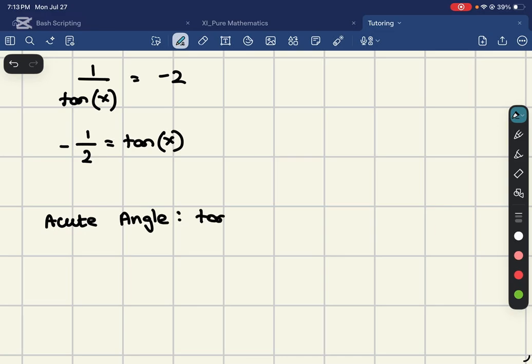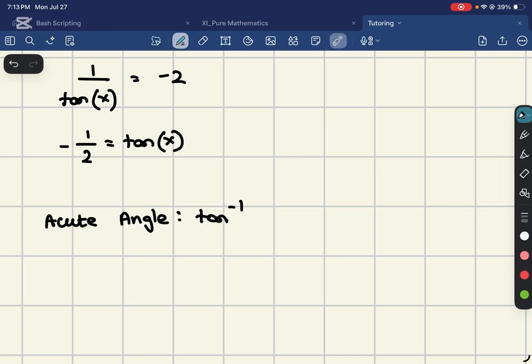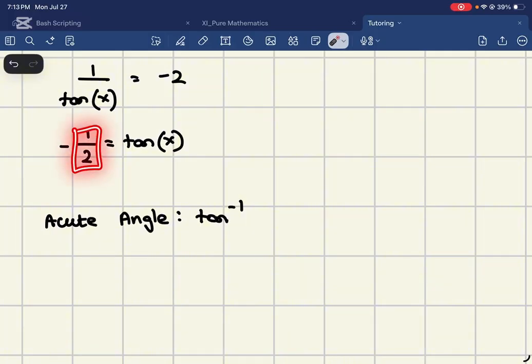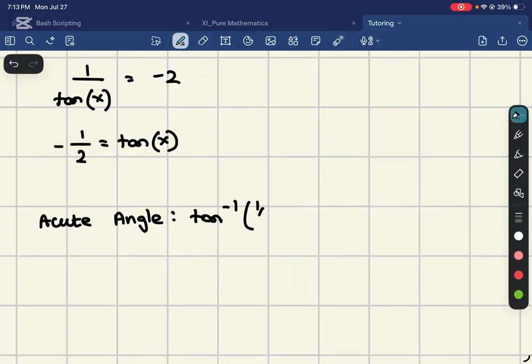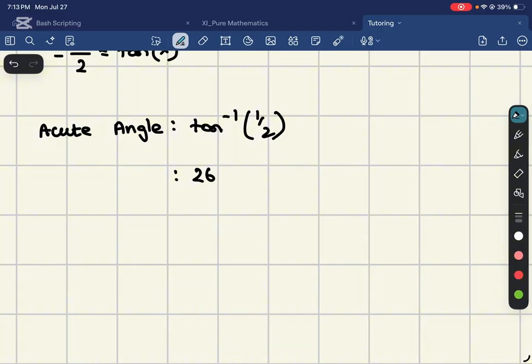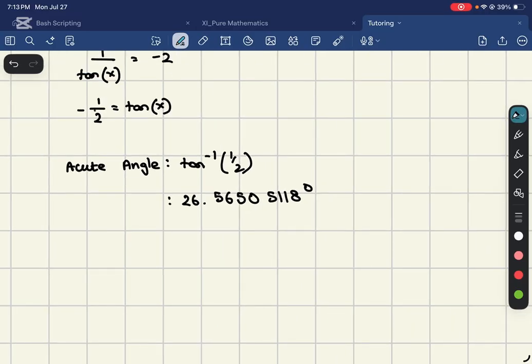So the acute angle, you just take tan inverse, you ignore the negative sign here, and if you've watched the previous video, you sort of know what I'm talking about. You can just take tan inverse of 1 over 2, and you get your acute angle between 0 and 90 degrees. So you take tan inverse of 0.5, you get 26.5650518 degrees, right?